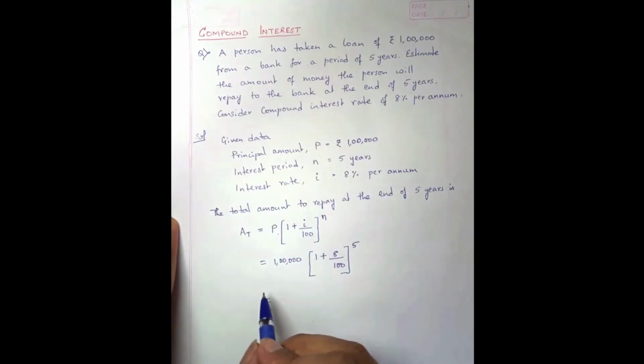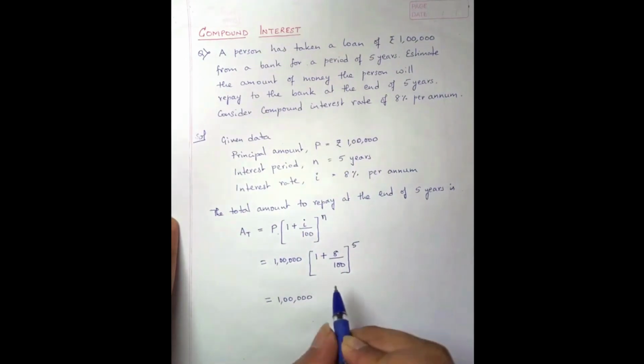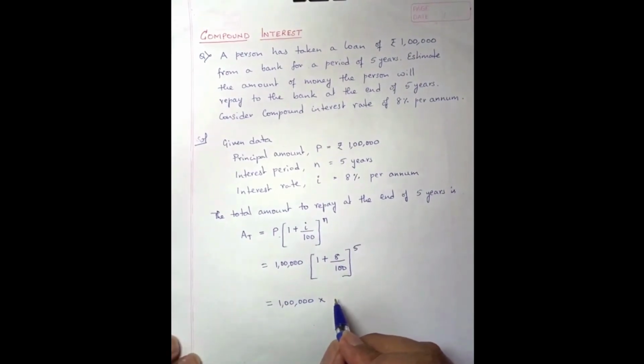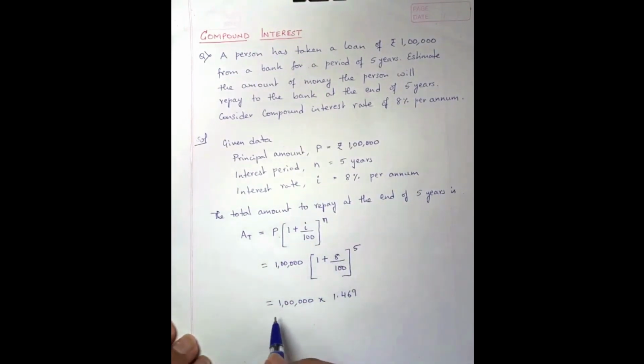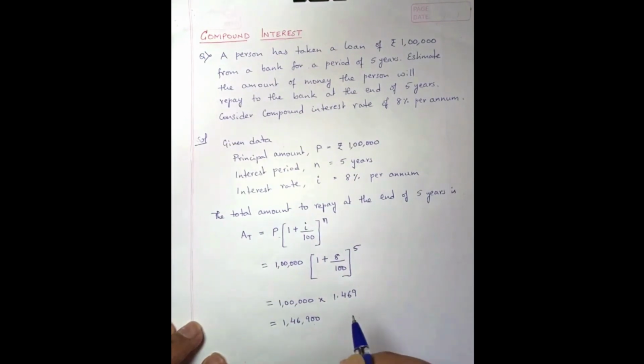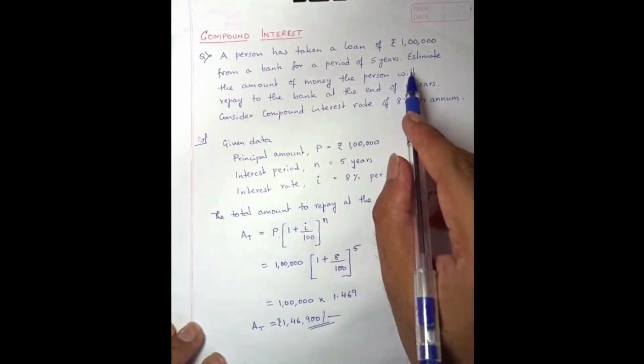So what I'm going to write, it is 1 lakh multiplied by, so this particular term, if you solve, you're going to get it as 1.469. So this is the value of this particular term. So if I multiply these two, I'm going to get it as 1,46,900 rupees. So this is the total amount a person is going to pay after the period of 5 years to the bank.